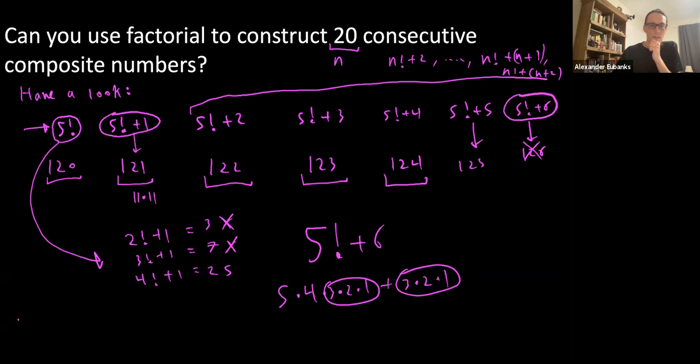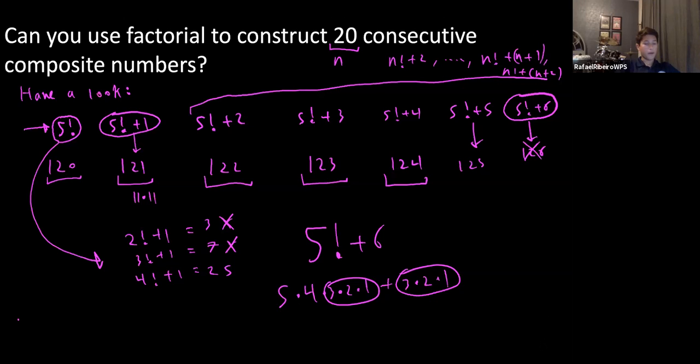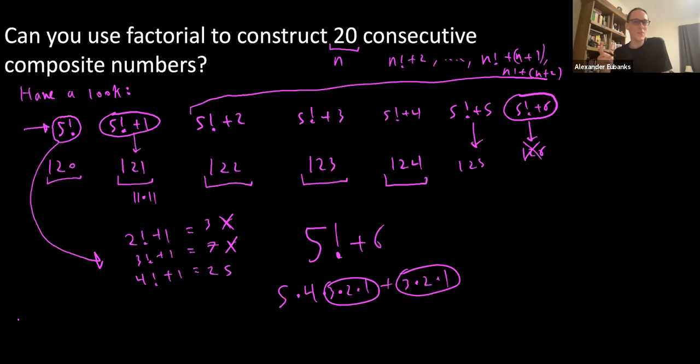How do you guys feel about factorials, about this idea, using them to make really long sequences of composite numbers? Well, would n be able to be 1 if you wanted one composite number? So that's a good point. That wouldn't work, would it? So what would it mean for n to be 1? You would want to construct one consecutive composite number.